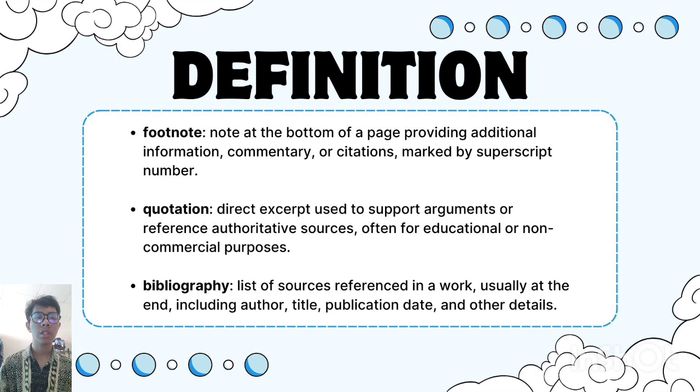It is a direct excerpt used to support arguments or reference authoritative sources, often for educational or non-commercial purposes. And last is bibliography. It is a list of sources that we reference in a work, usually at the end of the page, including the author, title, publication date, and other details.